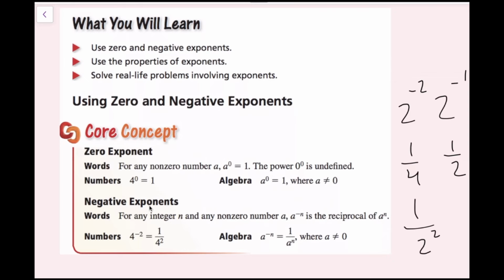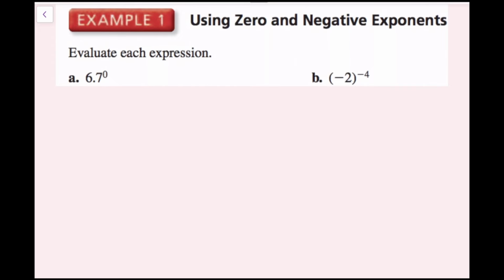And we're going to talk more about that later. For the first example, we want to evaluate each expression. For part A, I have 6.7 to the power of 0. If you remember, any number that is not 0, taken to the power of 0, is just going to be 1. So right away, that's my answer, super quick.